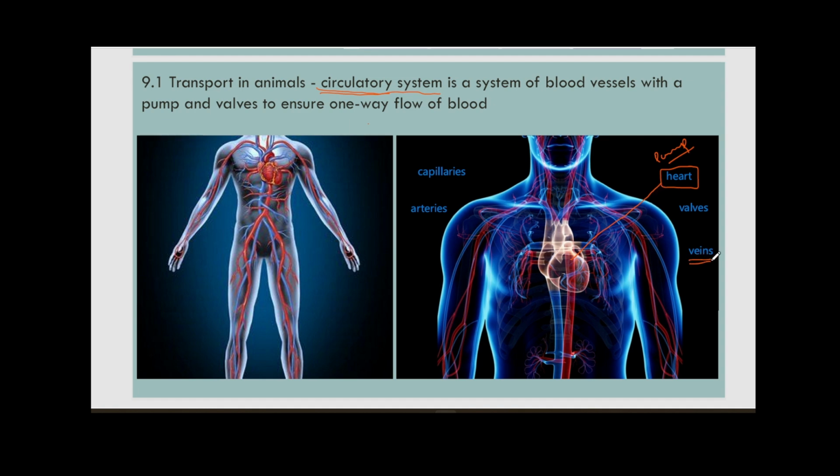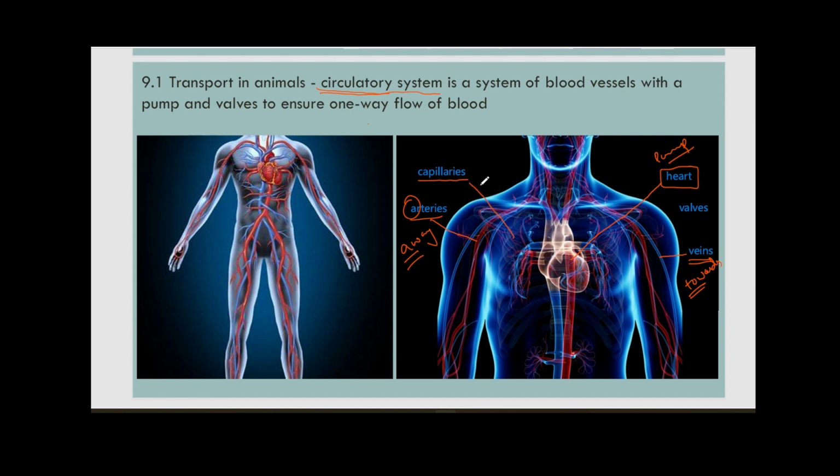There are three types of blood vessels. There are veins, which in this diagram are shown in blue color. Veins carry blood towards the heart. Okay, they carry blood to the heart. Arteries, shown in red color here, carry oxygenated blood away from the heart. So remember, A for arteries, A for away.